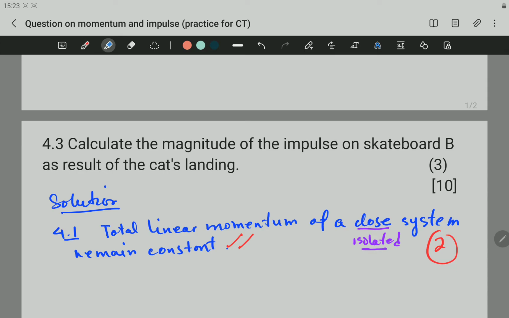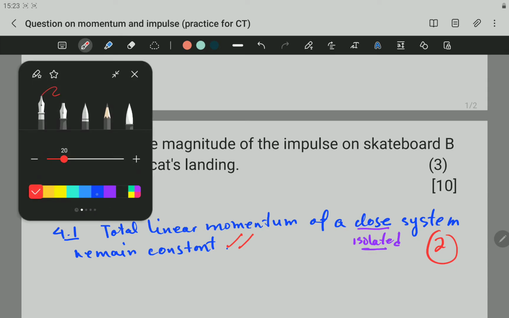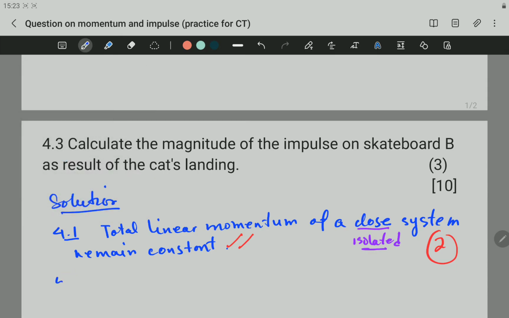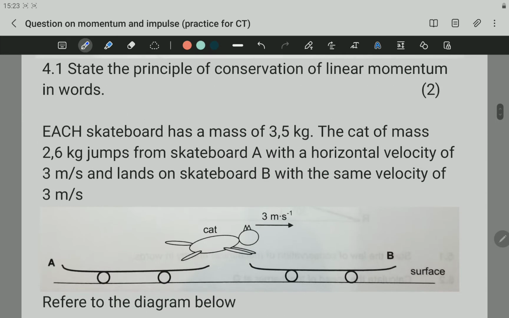Let's go to question 4.2, but let's go read first because we did not read. Okay? Now, the question said each skateboard has a mass of 3.5 kilograms. So the mass of A is equal to 3.5 kilograms. All right? And mass of B here is equal to 3.5 kilograms as well.